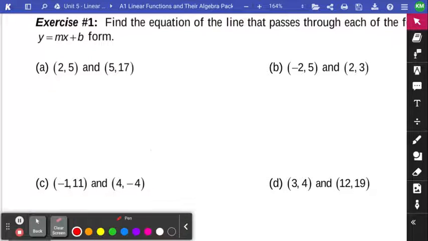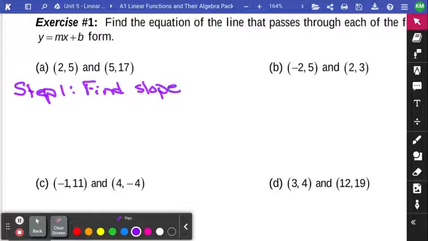I'm going to write the steps here. Remember, you can use the calculator to do arithmetic, but we're not using that stat feature. So the first thing we're going to do is find the slope.